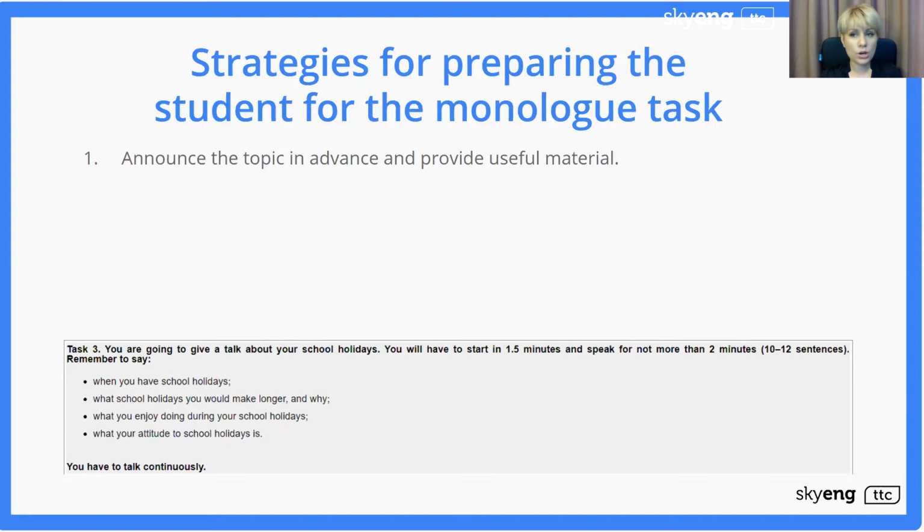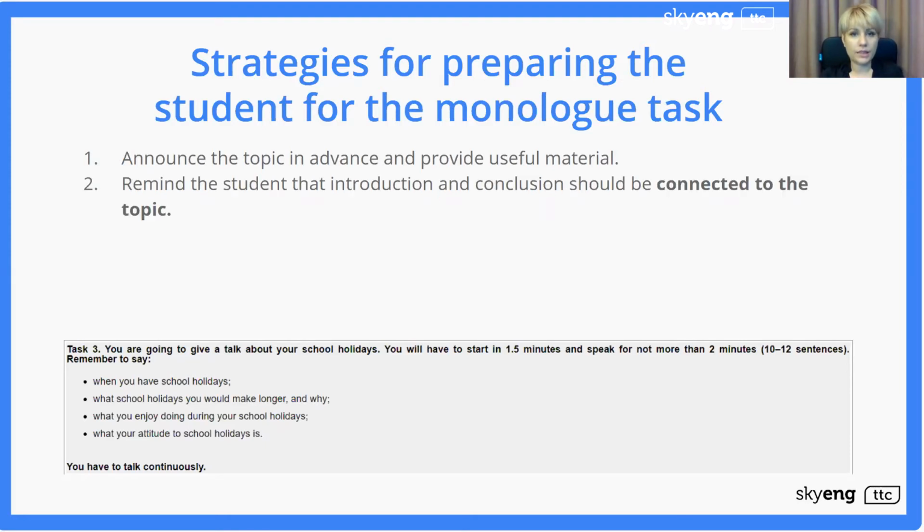If your student is able to talk, it's enough to send the topic, to provide some ideas for the student. Then it's a good idea to draw students' attention that a monologue must have an introduction and conclusion, and they should be connected to the topic. It might be just one sentence, but it should be connected. And yeah, we have to follow the given plan. It's not a good idea to change the order of the points. Just use what you have in the task.